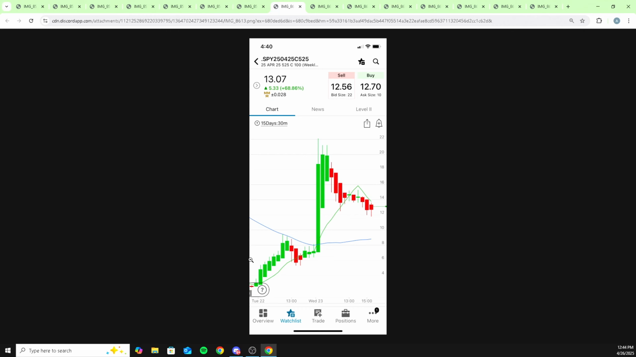I'm pretty sure there was some news that came out about tariffs or something like that, and we ended up getting a big move overnight, and that ended up flipping the market bullish, but we didn't really get a continuation move from that 30-minute cross just because of how extended the chart was.